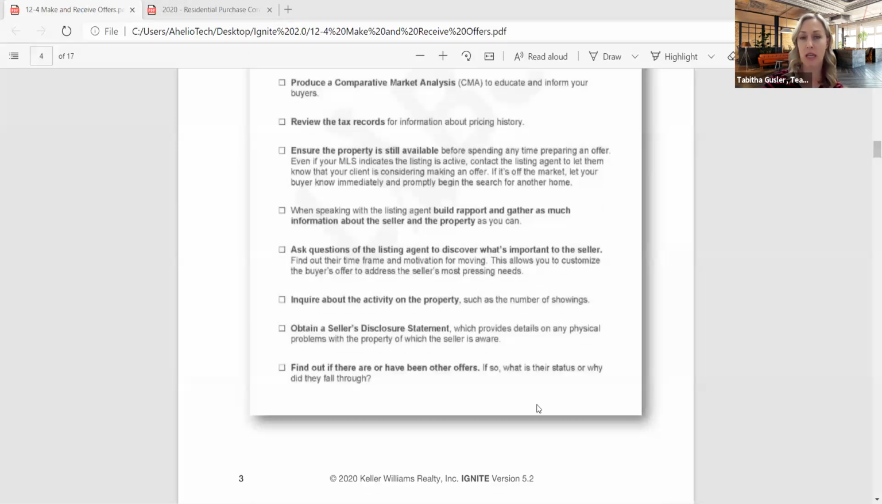So in terms of what needs to go with your offer, the only items that I would typically send to the listing agent with the offer are the pre-approval letter, the residential purchase contract, and then if I'm really thorough, I'm also going to include the agency disclosure and the residential property disclosure signed by my client.